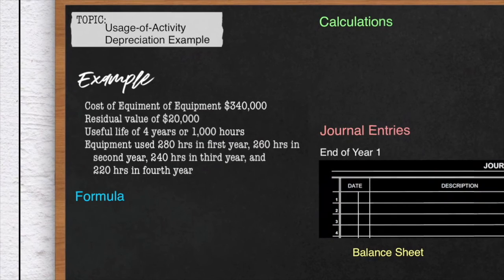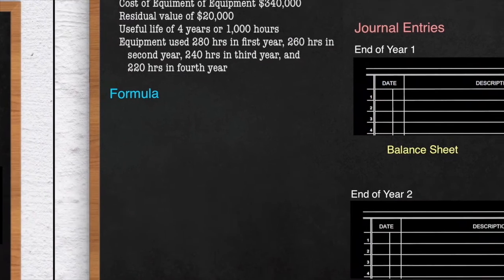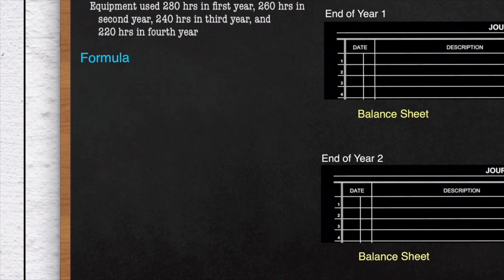Depreciation method. We're going to use the exact same example. Sorry for the grammar there, but the cost of equipment is still $340,000. Residual is $20,000. Useful life is 4 years or 1,000 hours. Now the equipment was used for a certain amount of hours each year, and this information becomes very important. In straight line, we didn't need to use that data, but here we need it because we're actually going to use that information to get our depreciation amounts each year.